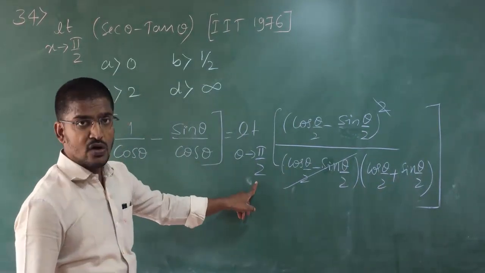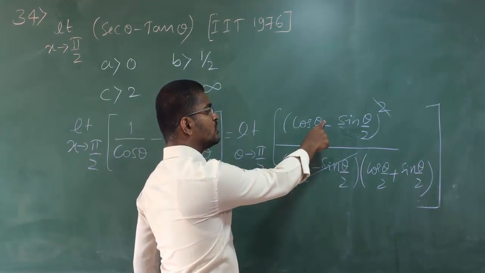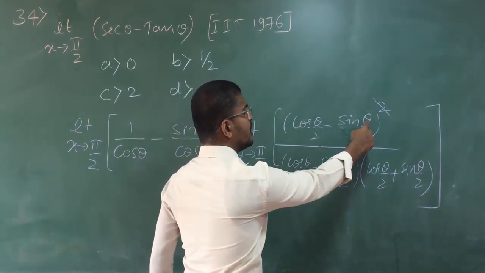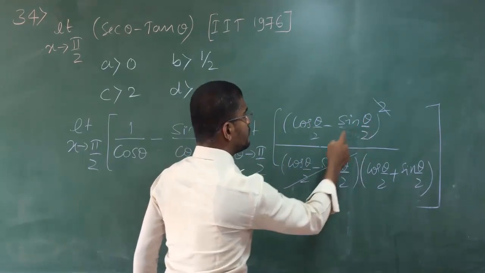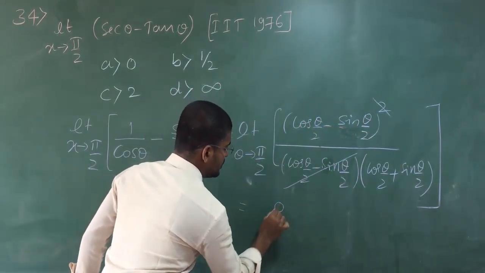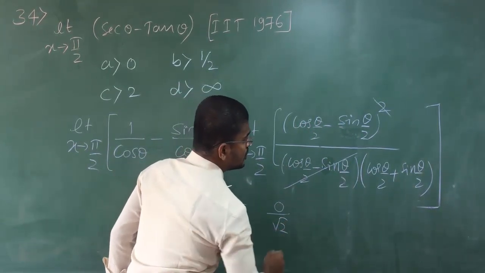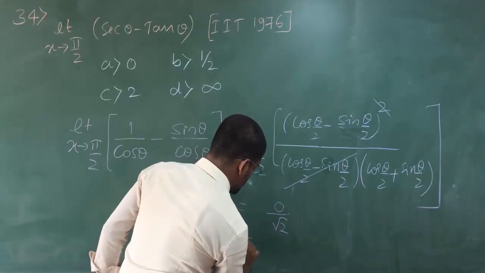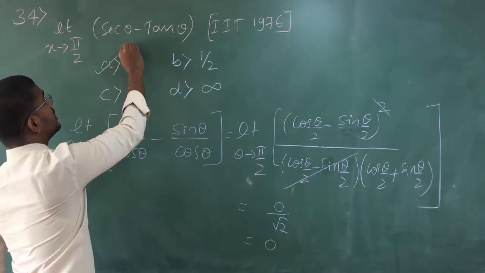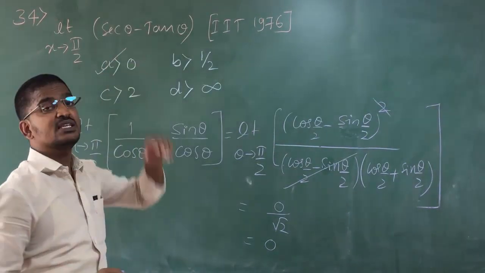Theta is going to pi by 2. So if I replace theta as pi by 2, what are you going to get? Cos pi by 4, sin pi by 4. So cos pi by 4 is 1 by root 2 minus 1 by root 2. It will be 0 divided by root 2. So therefore it will again be equal to 0. So your answer is 0 for limit theta tending to pi by 2 of sec theta minus tan theta.